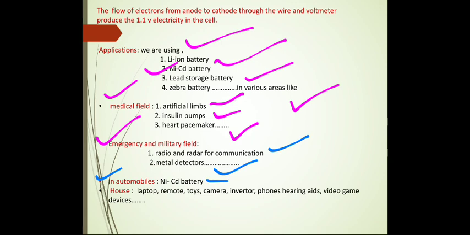And at home, in our daily life, we use so many gadgets and batteries, like laptops, remotes, toys, cameras, inverters, phones, hearing aids and video game devices, and so on. We use these in our daily life.